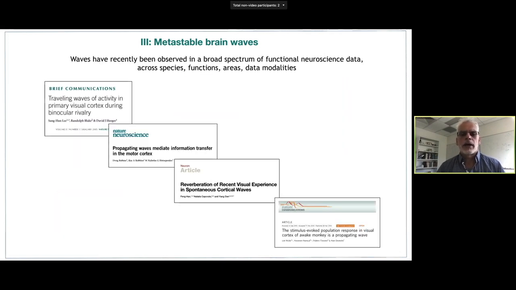These waves aren't just fictitious entities of numerical simulations. Waves have been observed and recorded in many different modalities of neuroscience data, including traveling waves of perception in humans during binocular rivalry, and multi-unit activity and local field potentials of non-human primates.